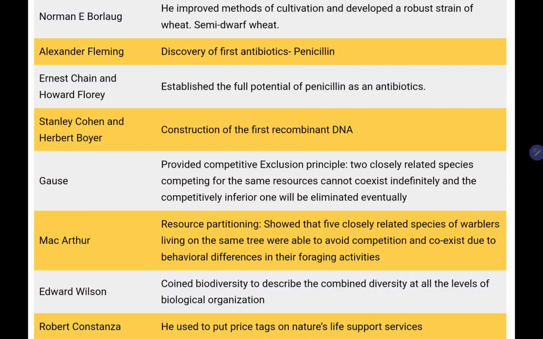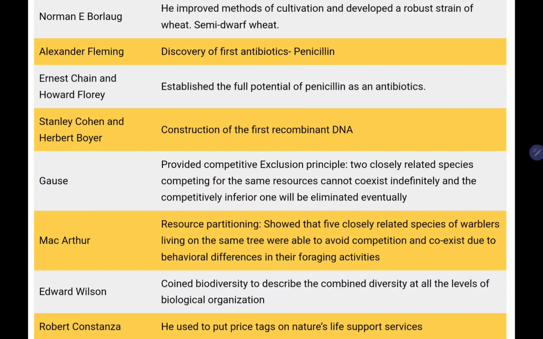Gause provided the competitive exclusion principle. Two closely related species competing for the same natural resources cannot coexist indefinitely, and the competitively inferior one will be eliminated eventually. MacArthur, resource partitioning, showed that 5 closely related species of warblers living on the same tree were able to avoid competition and coexist due to behavioral differences, like foraging activities.